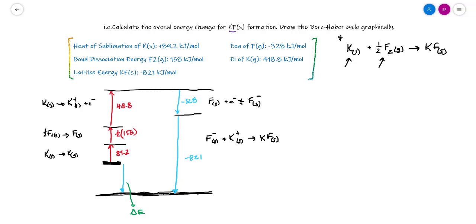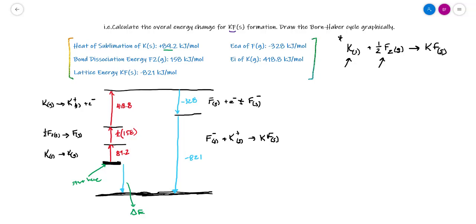So that means how do we actually form this solid? Well, we need to get potassium into the gaseous state, and so we're starting here again. I just chose some arbitrary point. This is the dark black line, so start here. We take potassium and we convert it into gaseous potassium. That takes 89.2 kilojoules per mole.